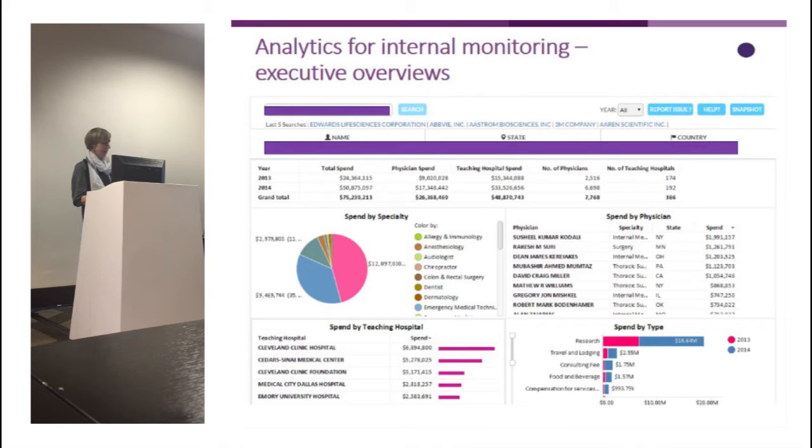So this is an example of an executive dashboard helping to give executive overviews. You can see this is taken from the US, so we have a couple of years of data. So you can compare your spend from one year to the next, and you can compare the spend by specialty, and also obviously what different physicians have been receiving and what the teaching hospitals in this case have been receiving.